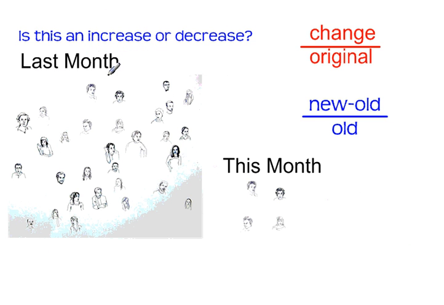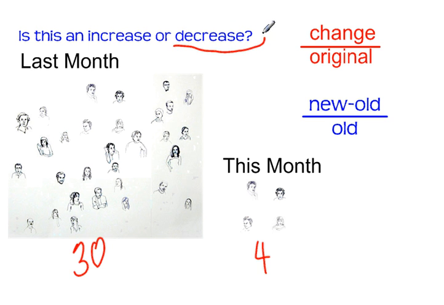Okay, this is how many people attended a class last month, and this is how many people attended that same class this month. Now in this one, I have 1, 2, 3, 4, 5, and so on up to 30. Last month, there were 30 people. This month, that's much easier. There were only 4. So is this an increase or a decrease?